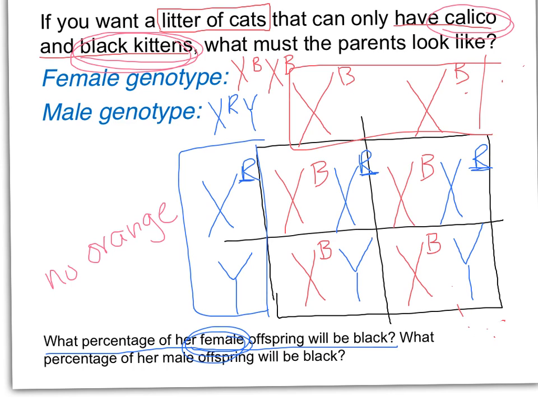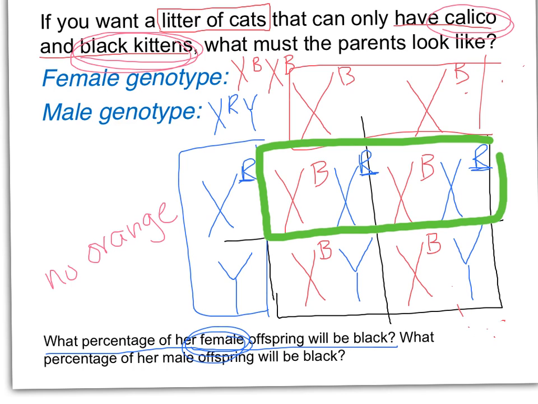So here's my female. I'm trying to figure out how to make this show. Let's try this. Oh, look at that. Mad skills. So there's my females. The question says females: what percentage of them are going to be black? Well, 0% are going to be black, right? 0%, because they're all going to be calico.